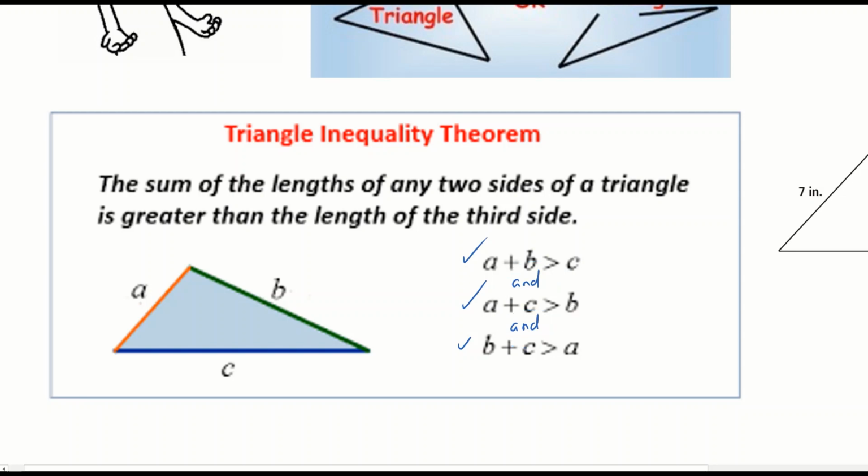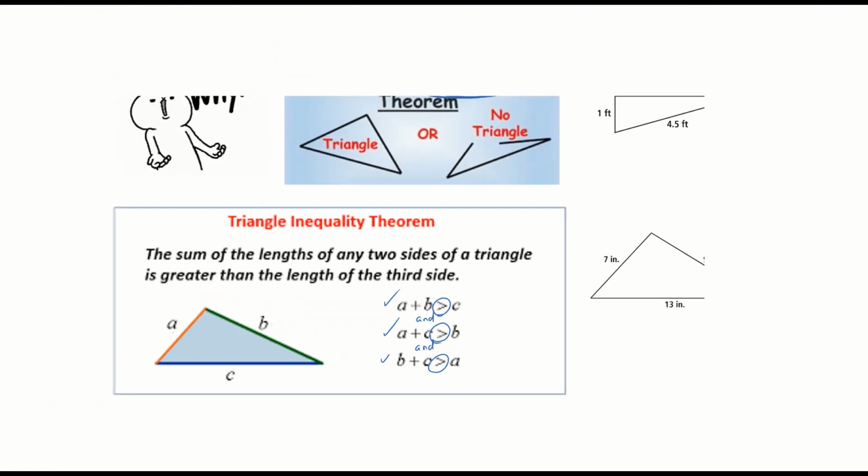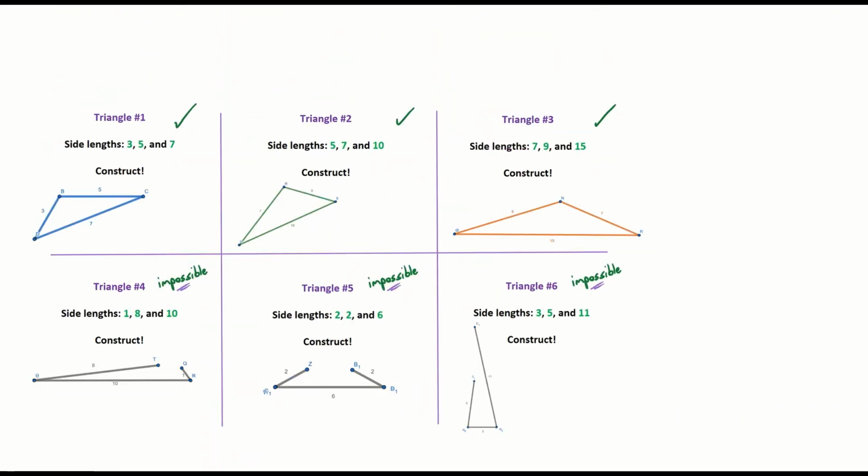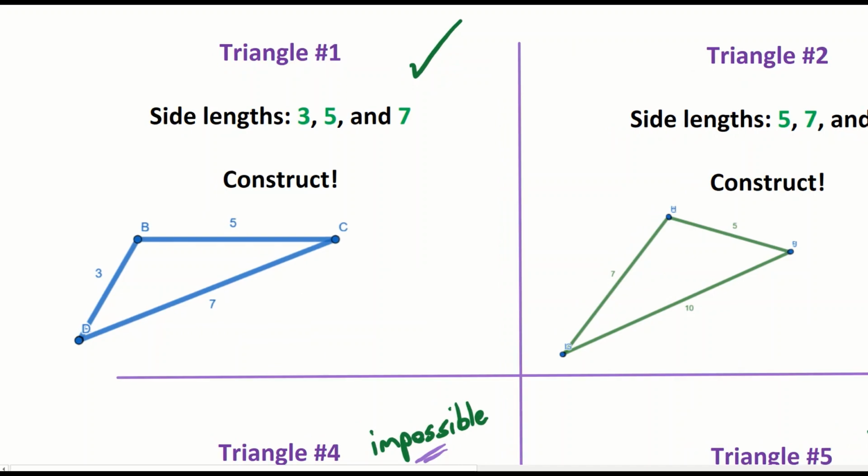And another thing, folks, notice these inequality signs. Greater than symbols, not greater than or equal to symbols. The sum of the two sides of a triangle cannot be equal to the third side. It has to be strictly and exclusively larger, greater than. So now let's apply this to our six triangles above and see if they can or cannot exist. Well, triangle 1 did exist because apparently it is going to work in the triangle inequality theorem.